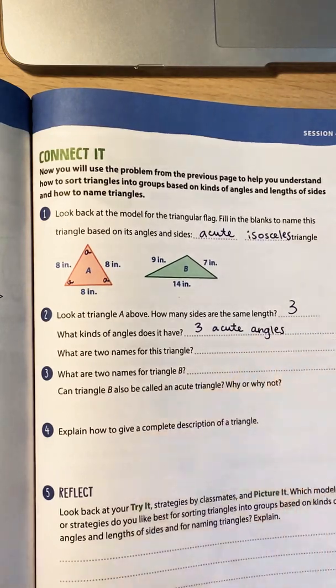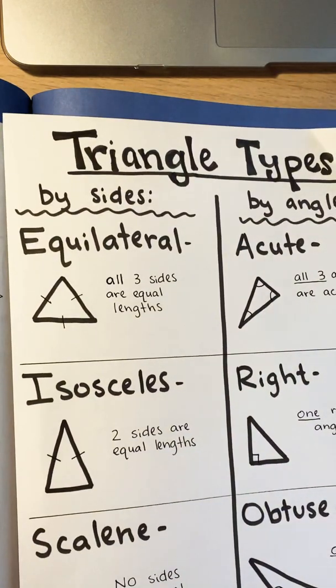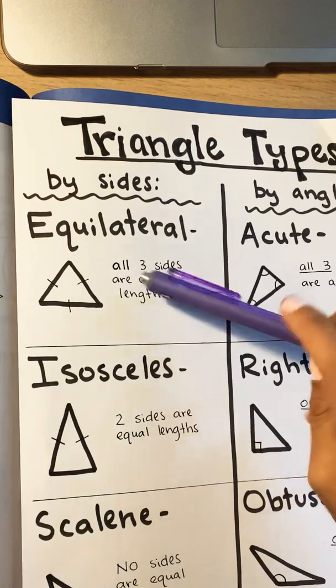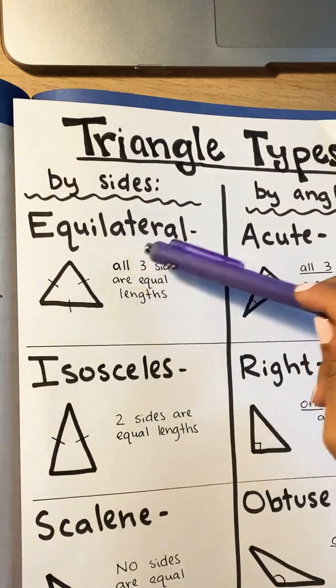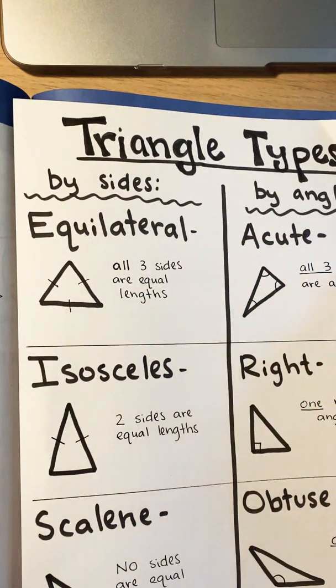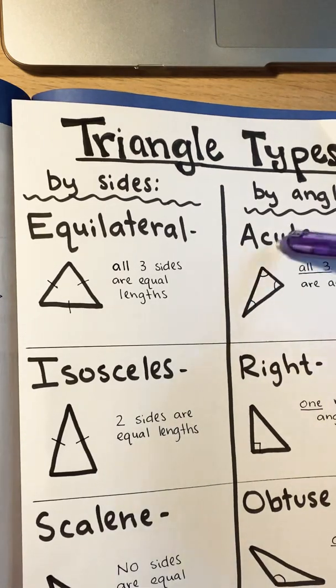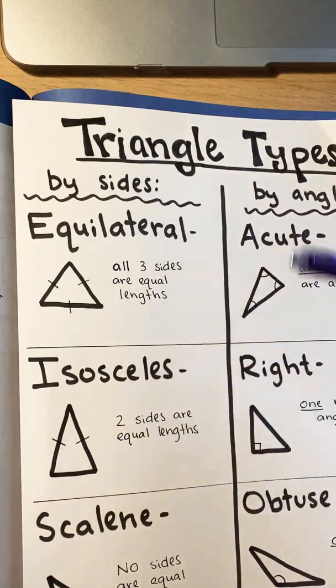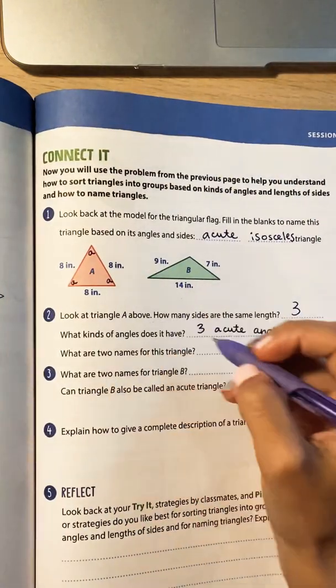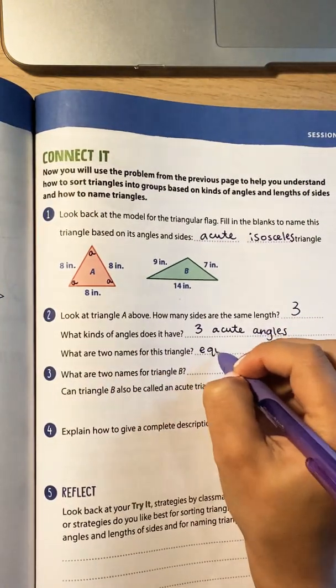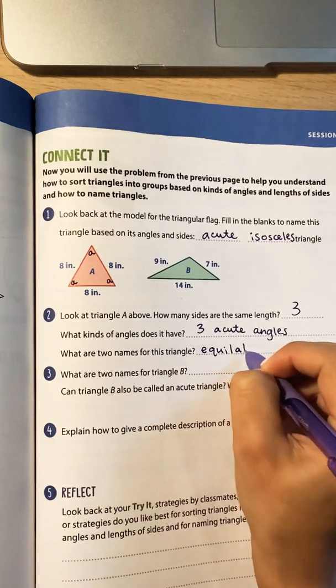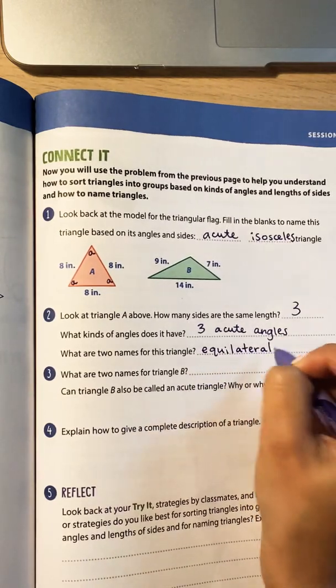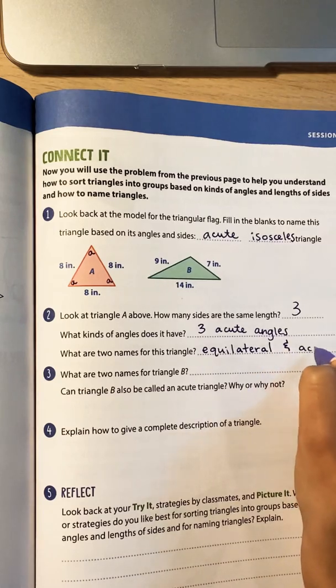What are 2 names for this triangle? If I look at my poster, if it has 3 sides that are the same length, it's an equilateral triangle. But if it also has 3 angles that are all acute, then it's an acute triangle. So it's equilateral and acute.